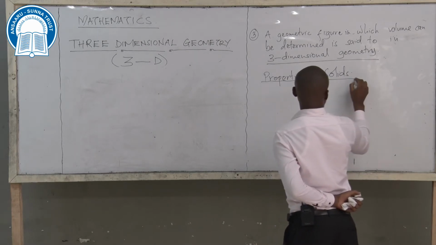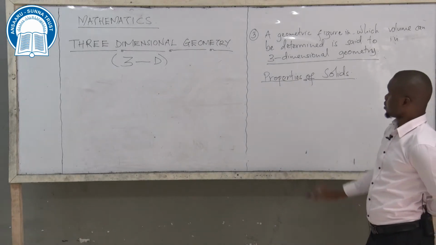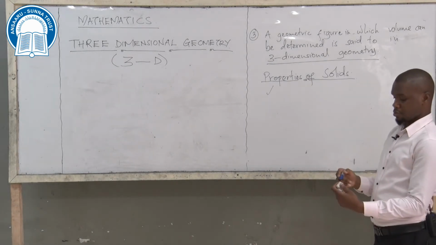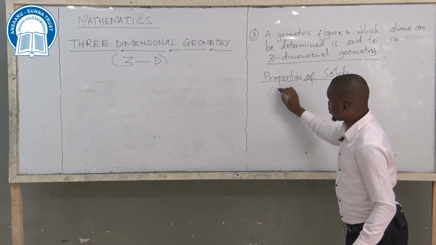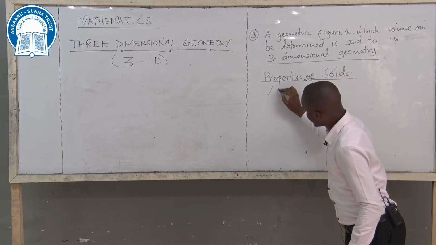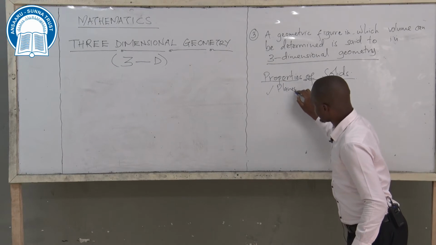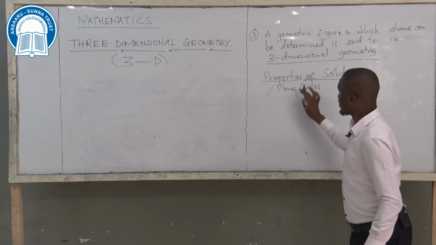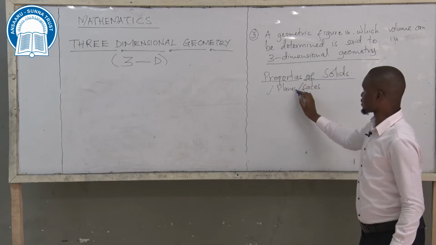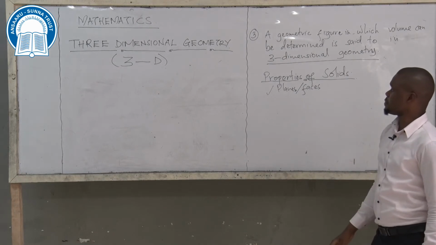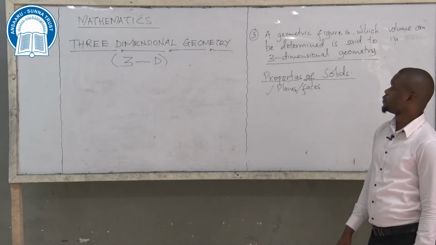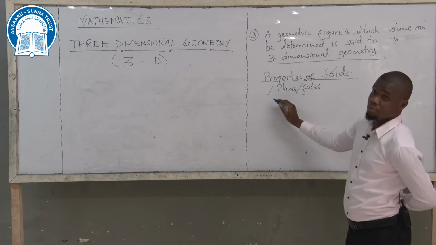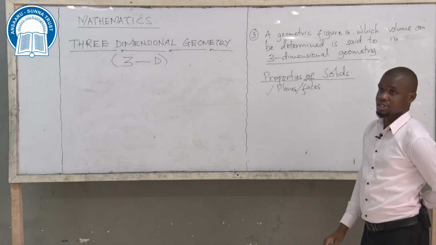Actually, properties of solids, when I talk about solids, I know you know them. So the first properties, when you're given a particular solid, we have what we call the planes. If not planes, we call them faces. So a solid is defined by the number of faces it has. For instance, when somebody talks about a cuboid, then we see 6 faces.